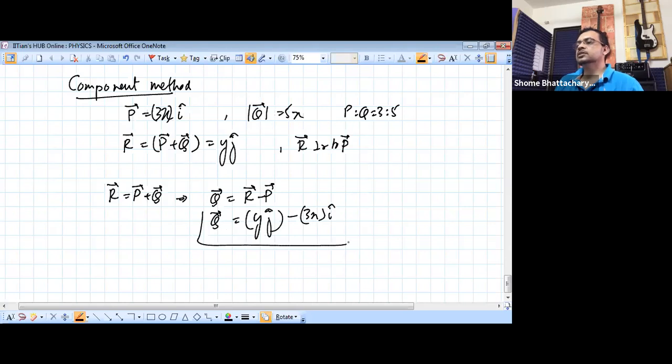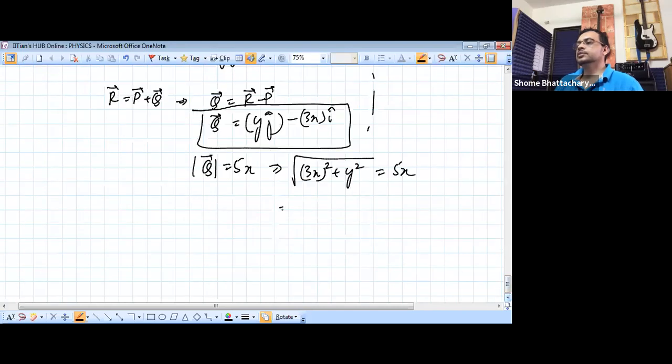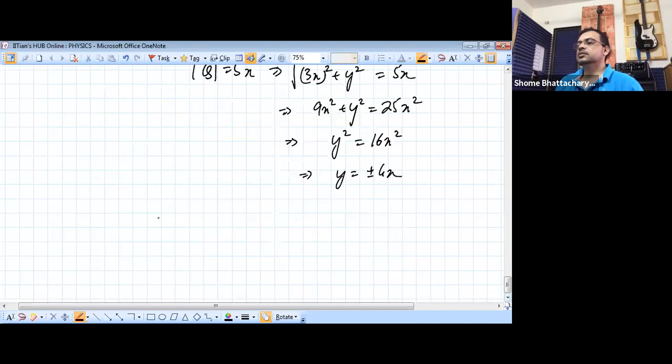Now it is given to us that the magnitude of Q should be equal to 5x. So according to this, the magnitude of Q is square root of 3x whole square plus y square. That should be equal to 5x. So that means 9x square plus y square should be 25x square, which means that y square should be equal to 16x square, which means that y is equal to plus minus 4x. So that means the vector Q is equal to minus 3x i cap plus minus 4x j cap.